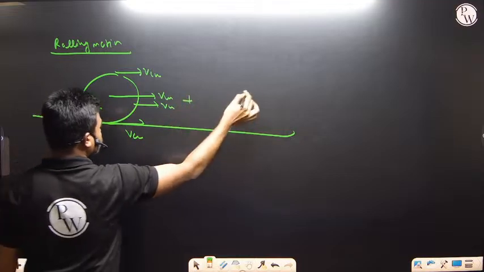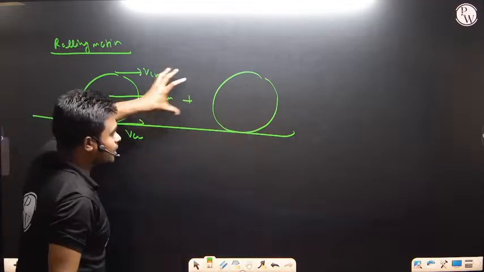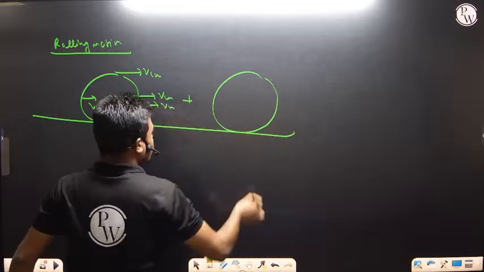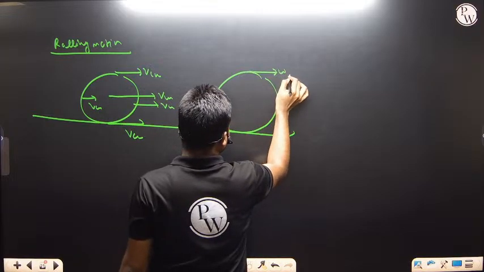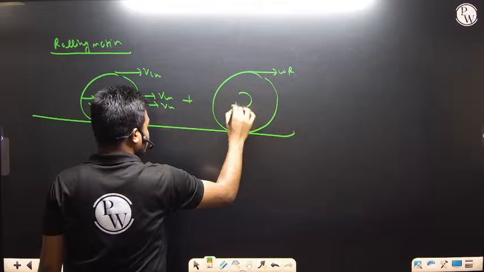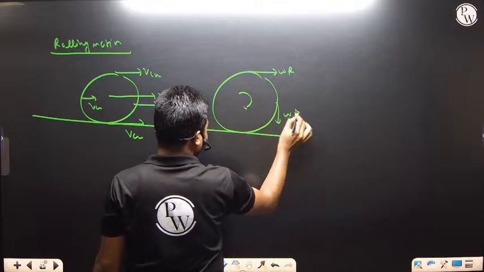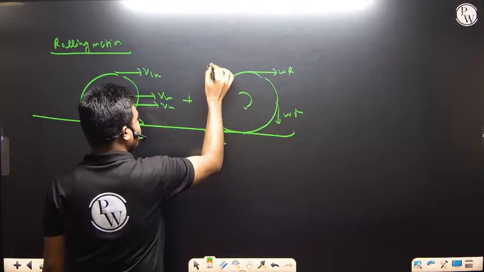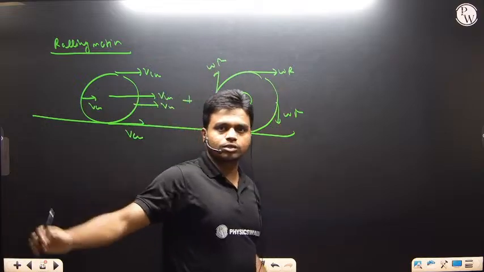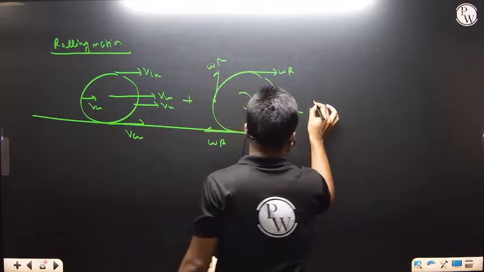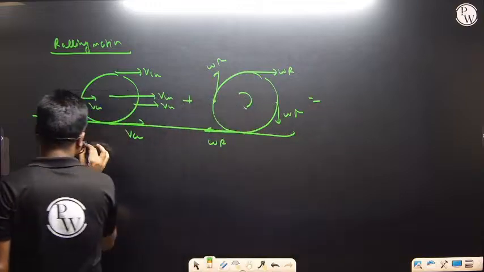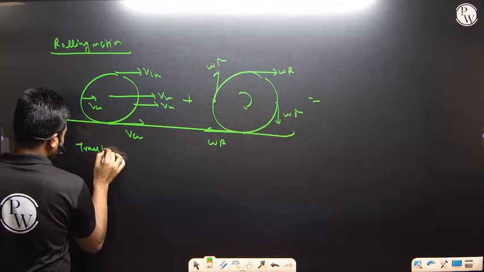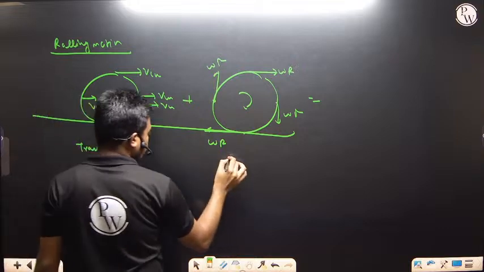At the same time you rotate this as well. If you rotate this, this will move with omega into r because of its rotation. If it is doing pure rotation, the velocity will be omega into r. This particular point will be having velocity omega into r if it is rotating with angular velocity omega. So this one is pure translation motion, and this one is pure rotation motion.